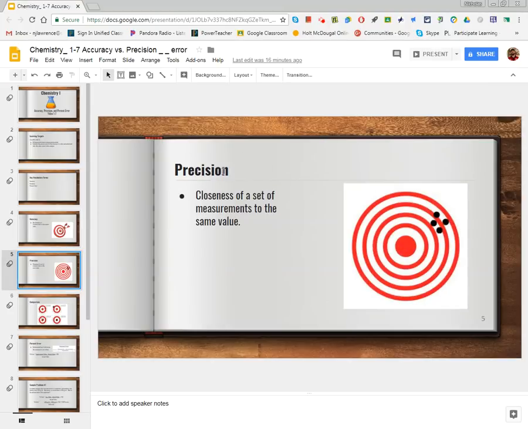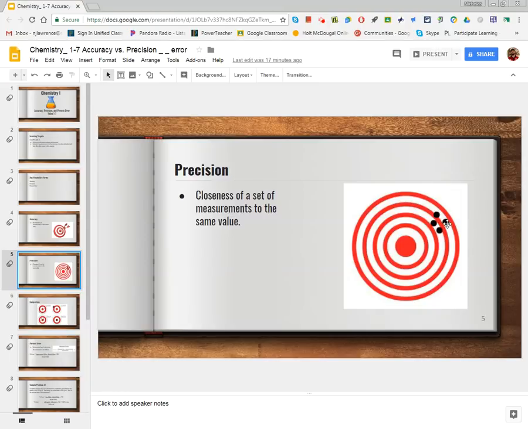Another word we use is precision. Precision is not necessarily the closeness to the correct value, it is the closeness of measurements together. Let me say that again. Precision is the closeness of measurements together. So when you think of the word accuracy, think of correctness. When you think of precision, think of together.